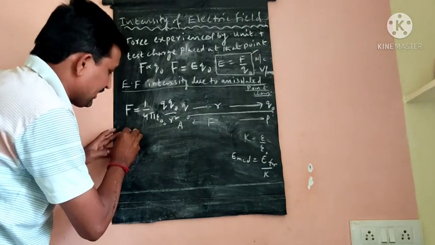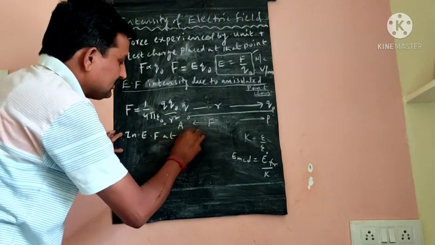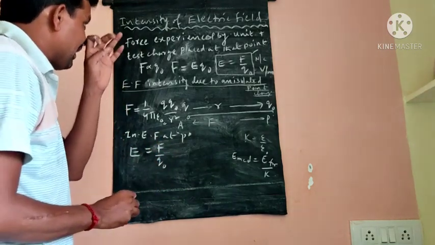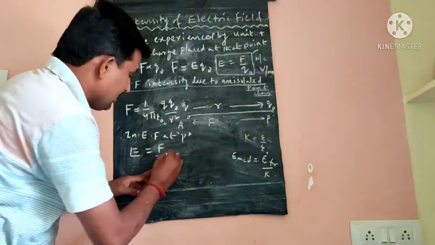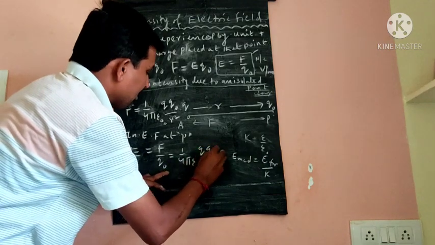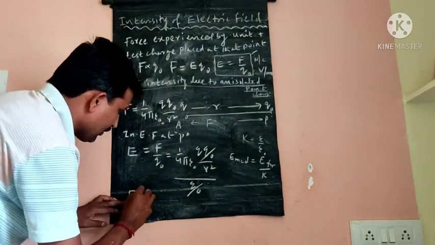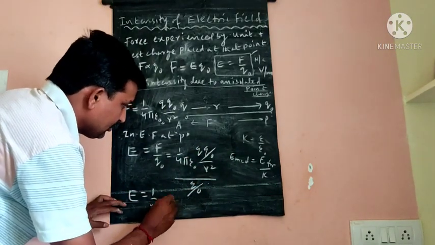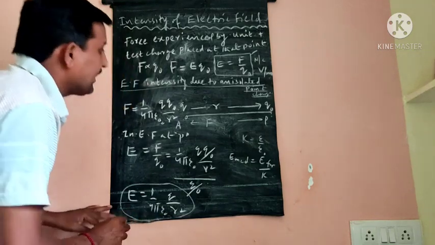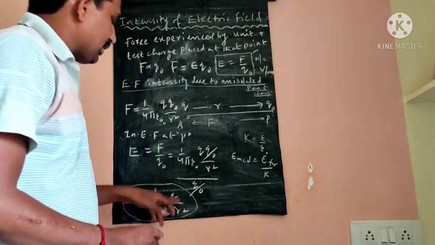The intensity of electric field at P, E is equal to F by Q naught. According to the definition of intensity of electric field, E is equal to F by Q naught, where F is equal to 1 by 4 pi epsilon naught Q Q naught by R square. So Q naught gets cancelled. Here E is equal to 1 by 4 pi epsilon naught Q by R square. This is the field intensity due to a point charge.